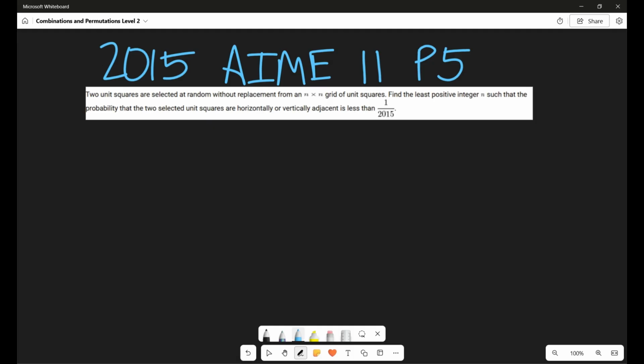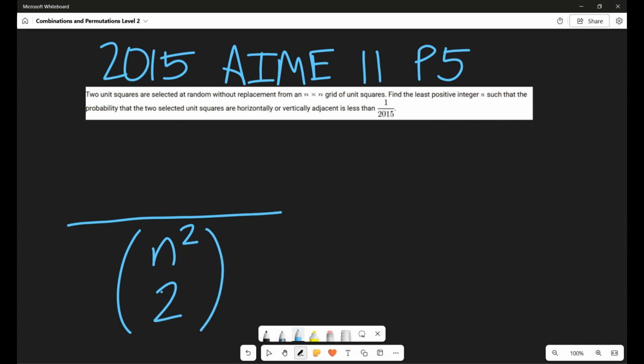We're dealing with a probability here. So we have to make sure we're counting the successful number of ways to choose 2 squares and the total number of ways to choose 2 squares. Now, in this case, the total is far easier to find because we have n squared total unit squares and we want to choose 2 of them. So that's just n squared, choose 2. Now, for our numerator, we have 2n ways to choose which row or column we're going to be looking at, and we have n minus 1 pairs of adjacent squares.